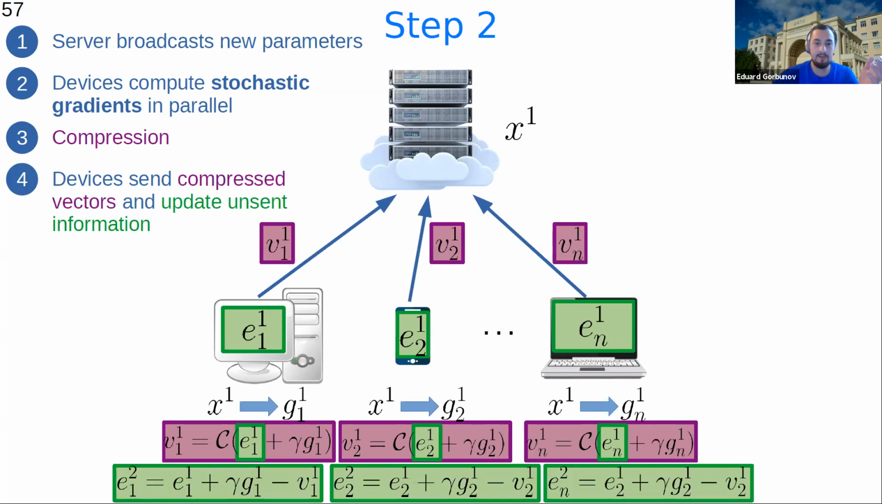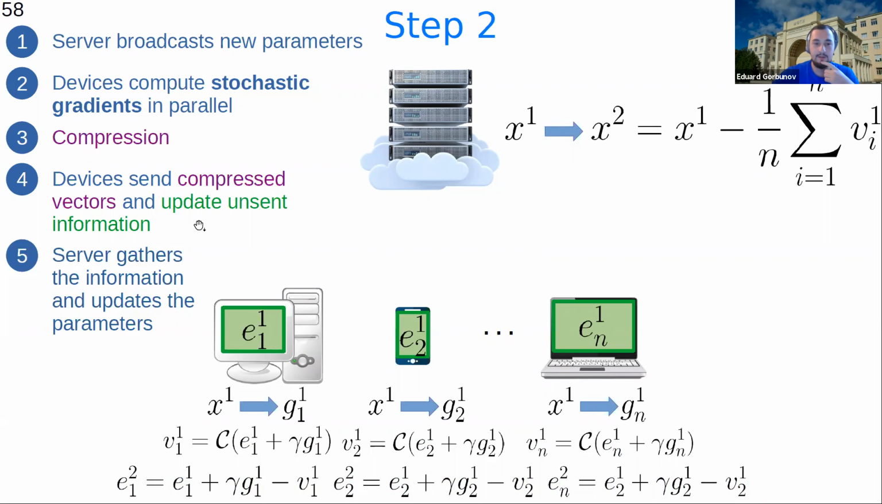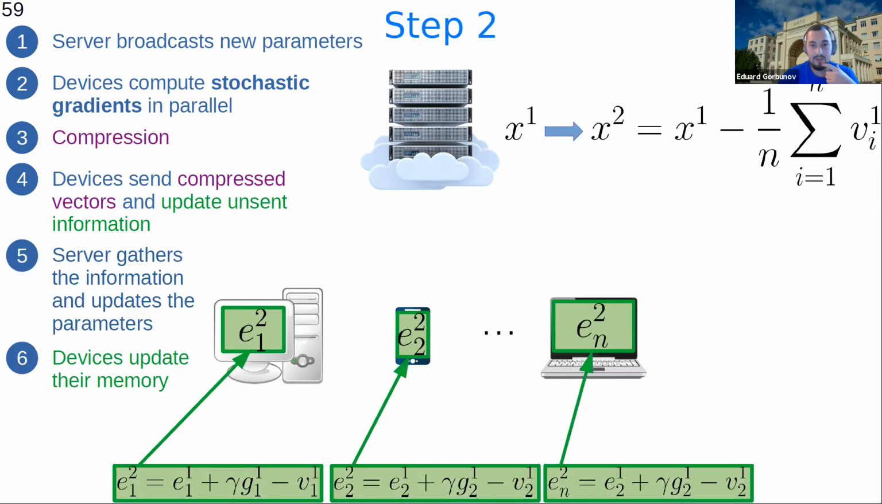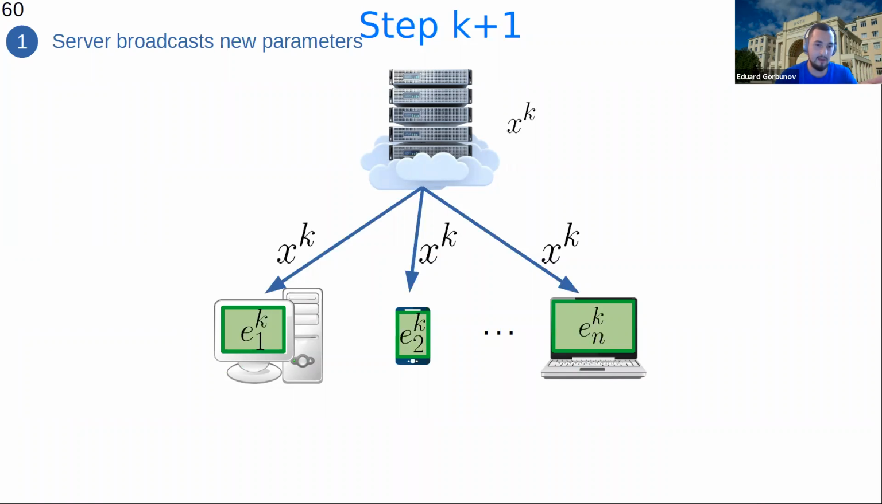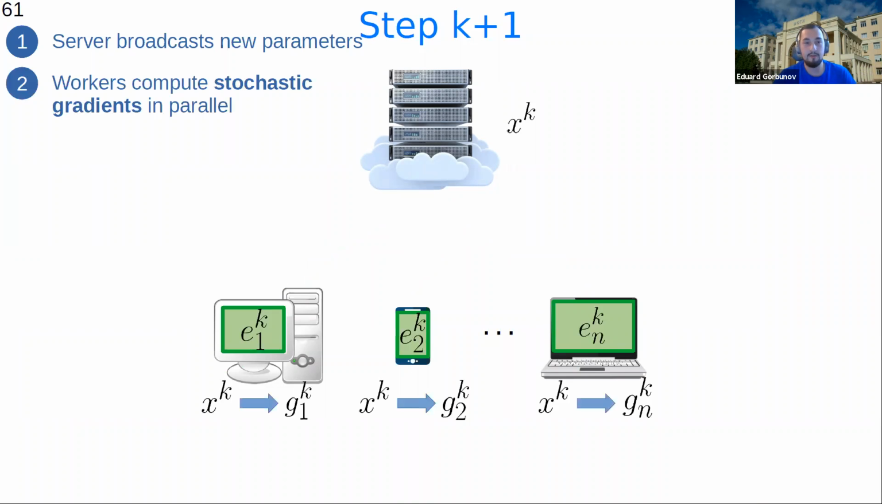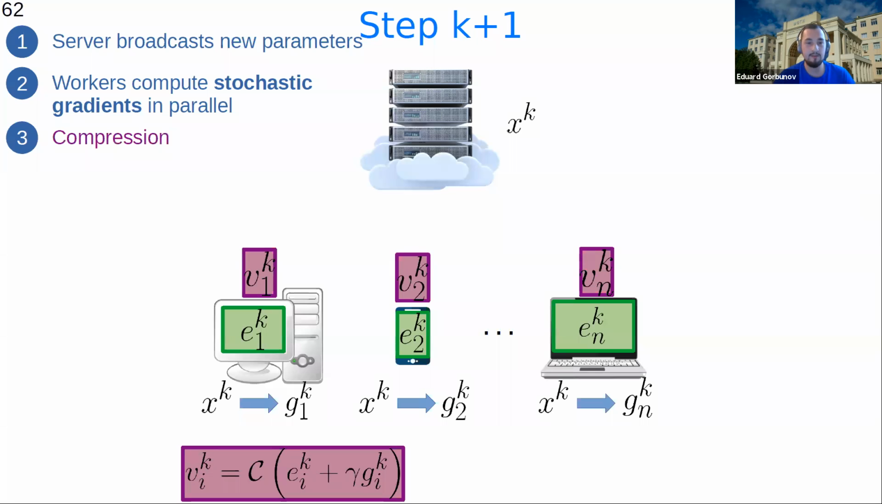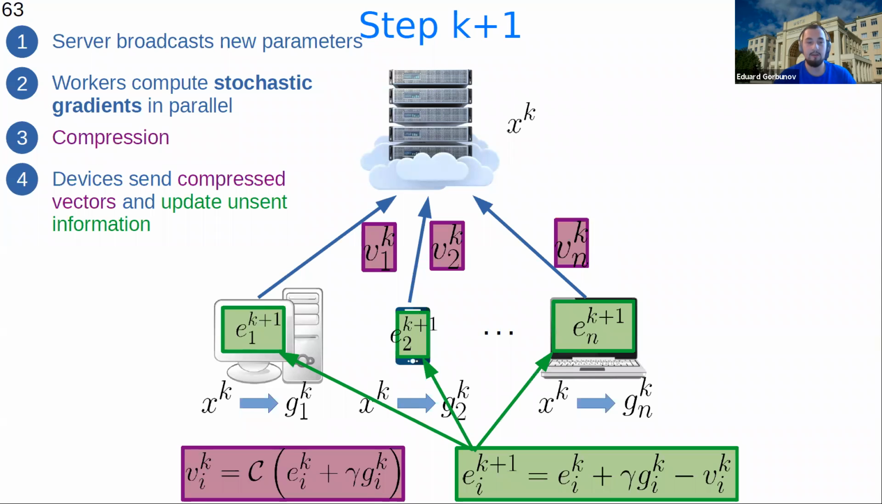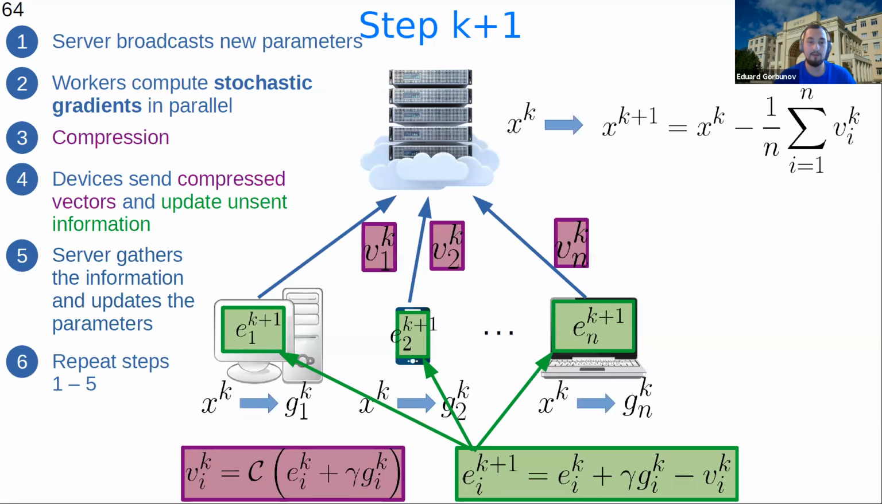Okay, and then as before, they send these vectors vi1 and update the unsent information. Now the formula for the unsent information is as follows. We need to take the initial vector and subtract the compressed version of it that we sent. Okay, and then the server gathers the information and updates the parameters using the same formula, and devices update their memory. In general, step k+1 has the same form as the second step. So the server broadcasts new parameters, workers compute stochastic gradients in parallel, then they do a compression using this formula, update their memory and send compressed vectors, and the server updates the parameters. And then these steps are repeated.